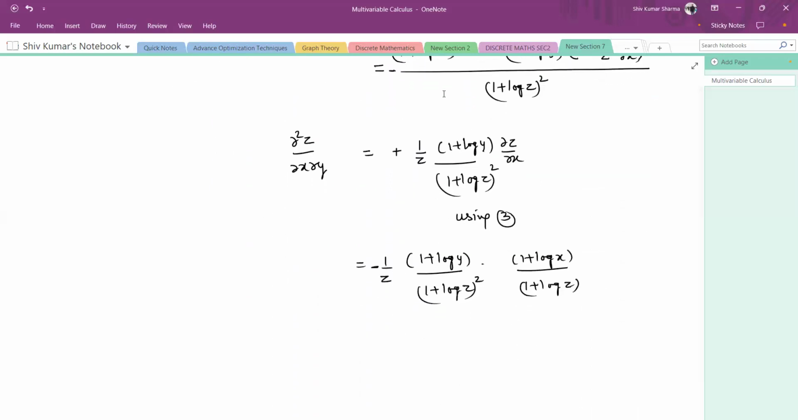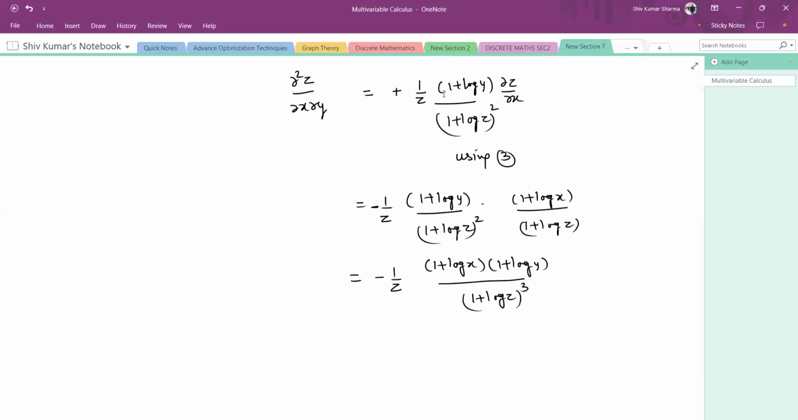Okay, so we write down this as minus 1 upon z. So this can be written as 1 plus log x, 1 plus log y upon 1 plus log z to the power 3. Okay, so the value of del square z upon del x del y is this. So now the condition is given. So when we put x is equal to y is equal to z.